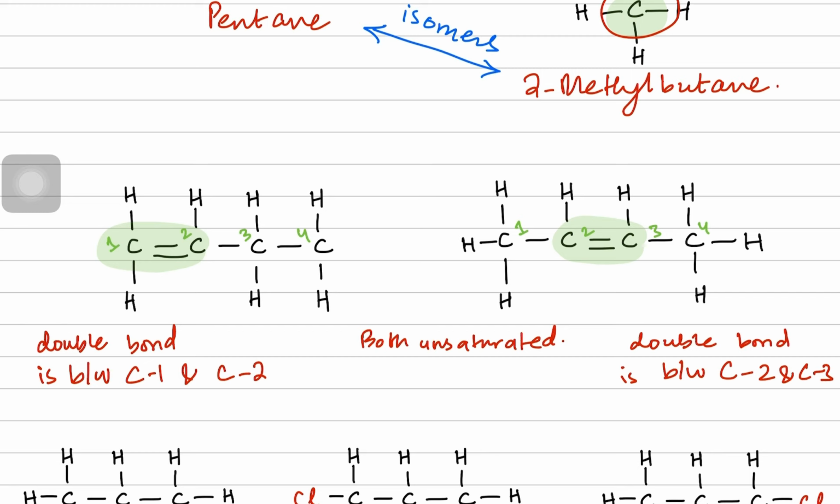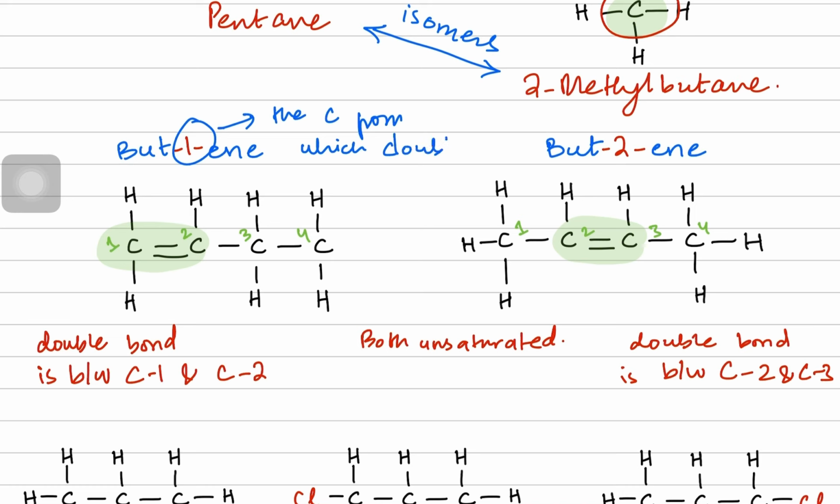So their names are going to be different. We're going to call them butene for sure, because they both have 4 carbons at the end of the day. But when we call them ene, we place a number before the ene. Why do we place a number? The number indicates the position of the carbon-carbon double bond. The position indicates where the double bond is starting. So in the first case, we're going to call it but-1-ene, but for the second case, we're going to call it but-2-ene. That 1 indicates the carbon from which the double bond starts.